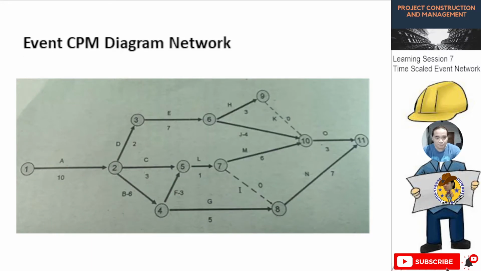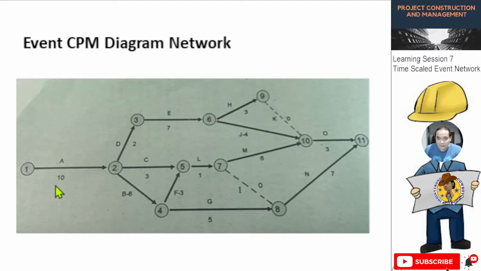For example, this project schedule or this CPM diagram network. I will show you examples of this time scale network. This is a project, and the activities are these. Activity 1 to 2, 2 to 3, 3 to 6, 6 to 9, this is a dummy, 6 to 10, then 10 to 11. This is the finish event.